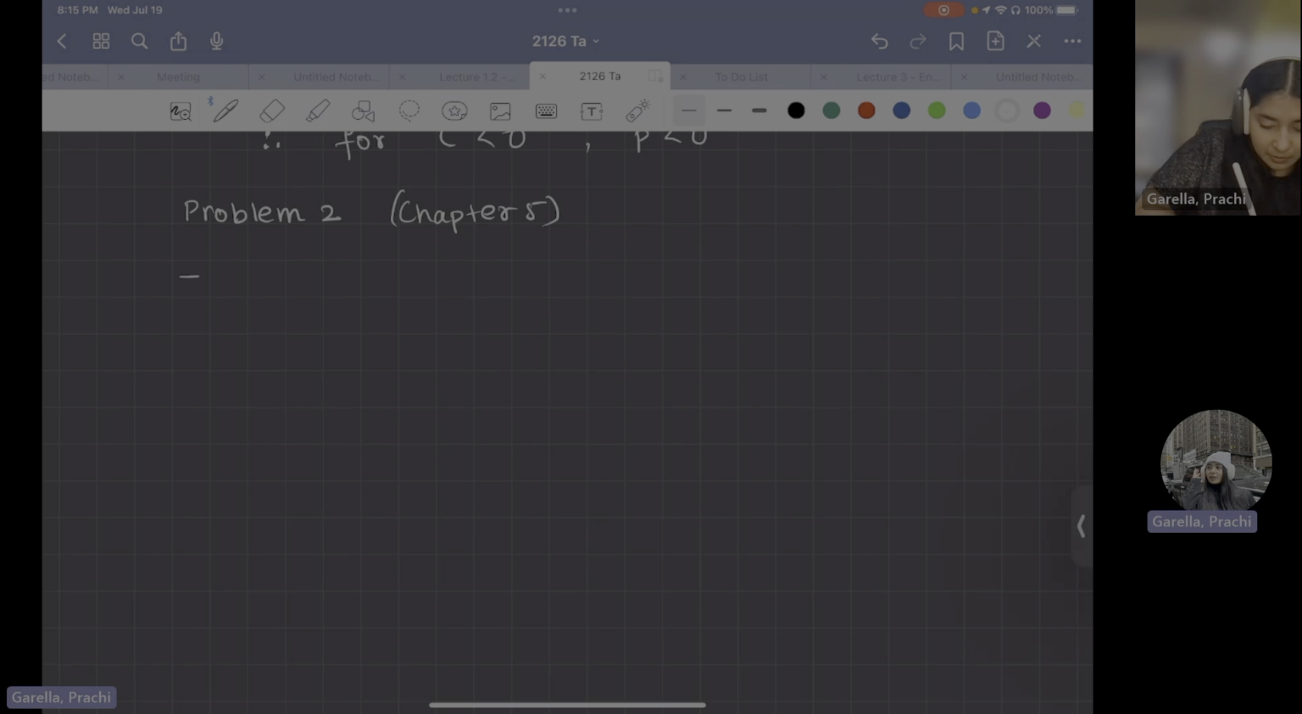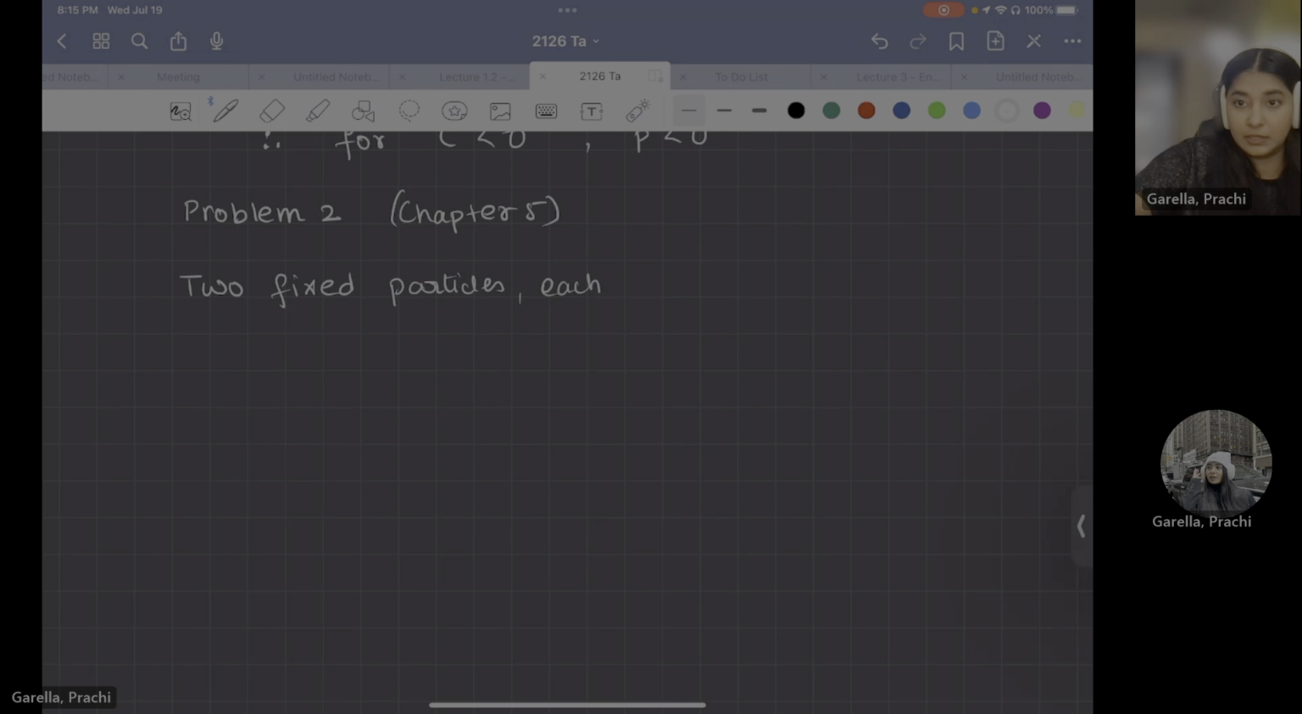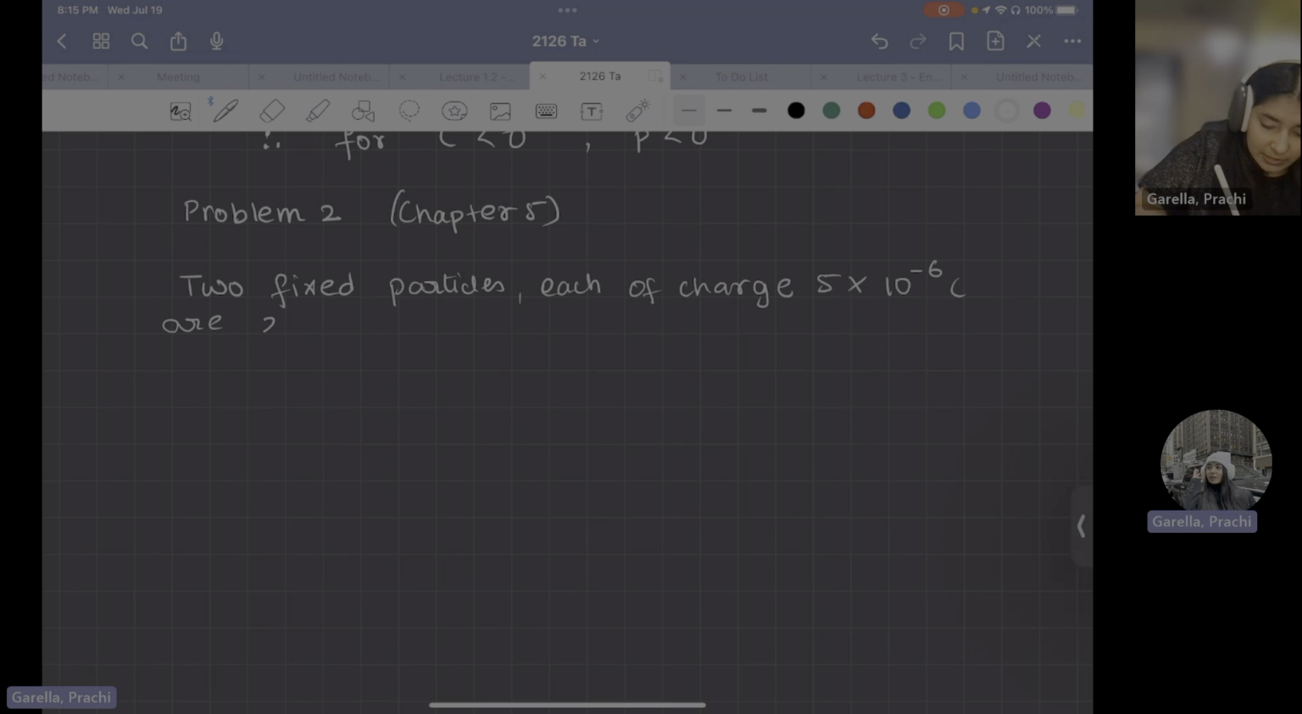Okay. So 2 fixed particles, each of charge 5 into 10 to the power minus 6 coulombs, are 24 centimeters apart.